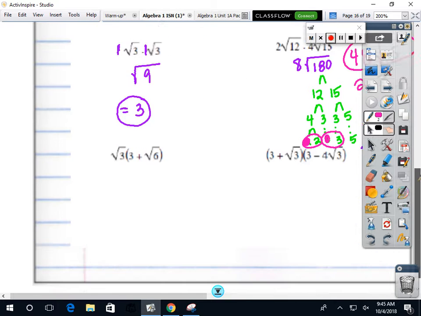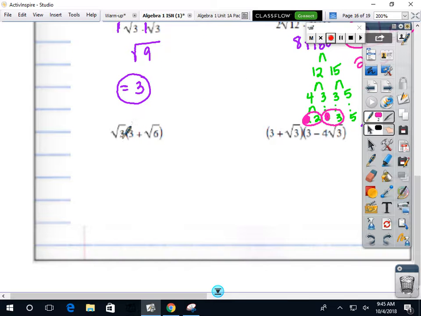With example 3, we have a square root of 3 on the outside of parentheses. What do we have to do here? What property do we have to do? Right, distribute. And distributing is multiplying. So you're multiplying the square root of 3 times 3.